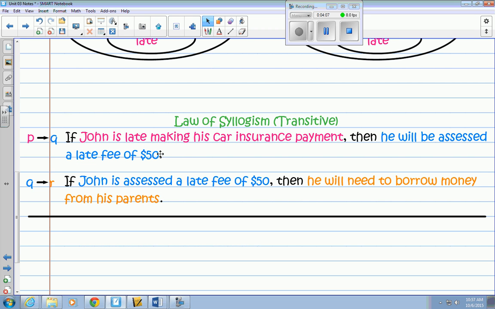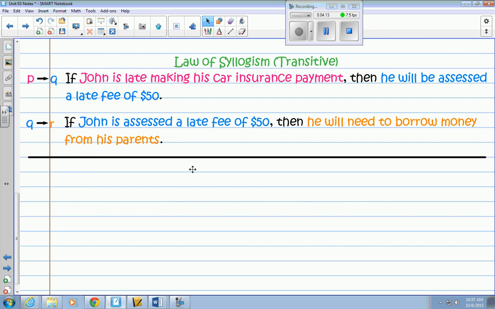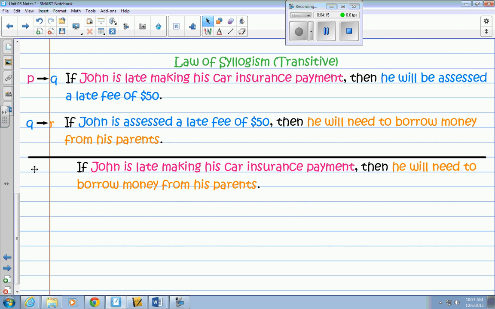This is the only type of reasoning that uses two conditional statements. Okay, so we can conclude then that therefore, if John is late making his car insurance payment, then he will need to borrow money from his parents. So we kind of cut out the middleman, the part that's repeated.